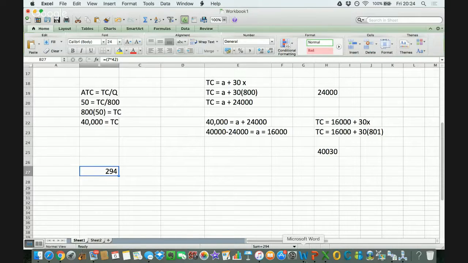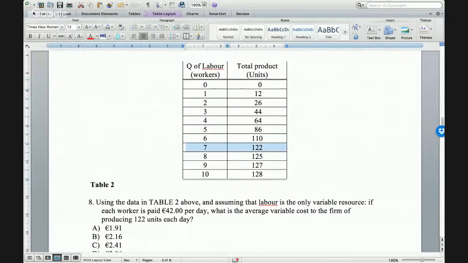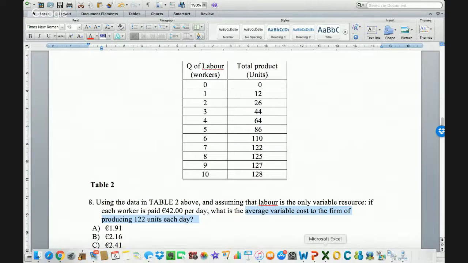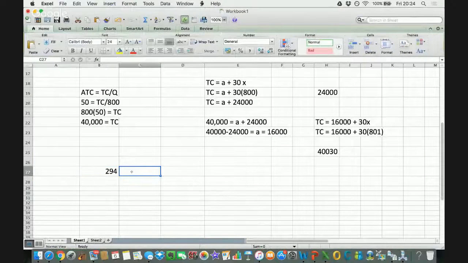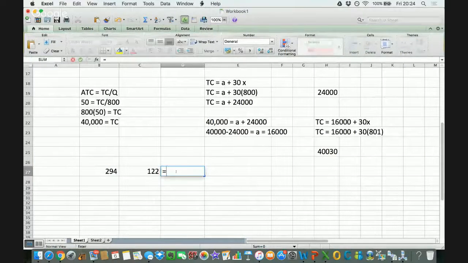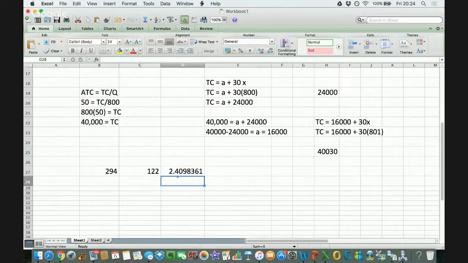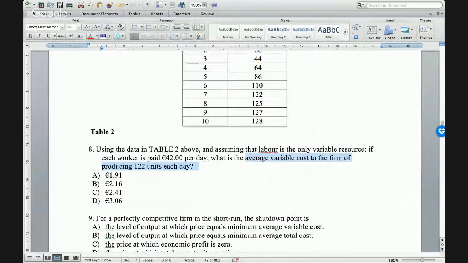But what the question's asking is the average variable cost of producing the 122 units. So what's the average cost per unit? And we have 122 units. The average cost is your total variable cost divided by the output that's being produced. So about €2.41. There, €2.41. Your answer is C.